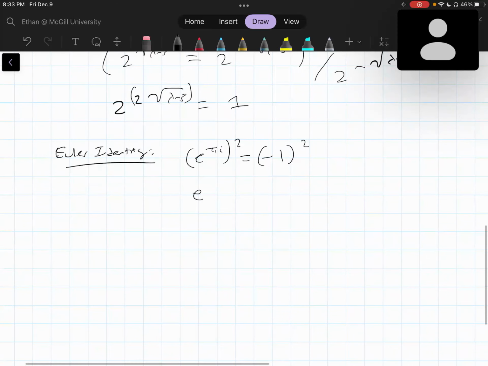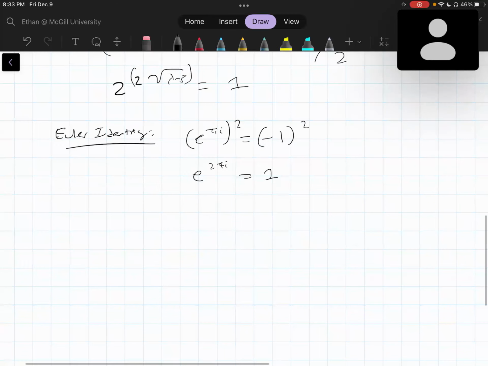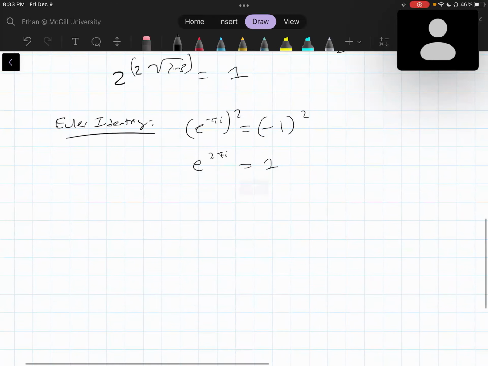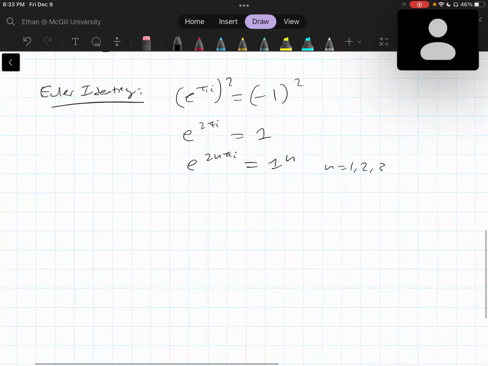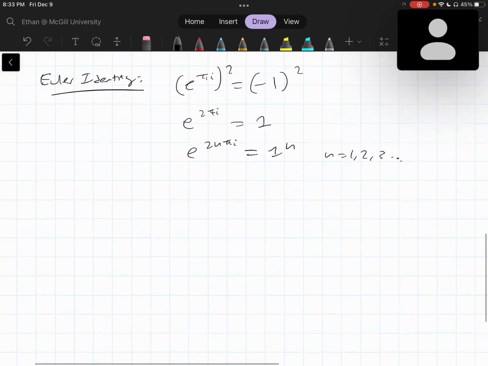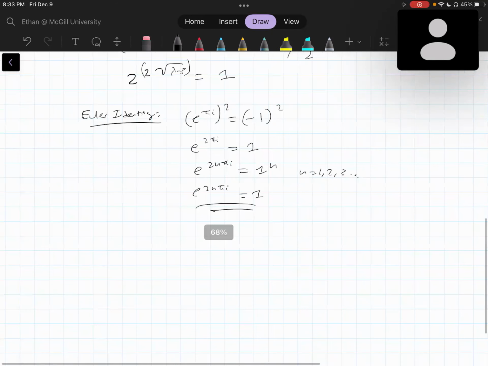We're also going to square by n as well, or not square, but just multiply by the exponent n. So we're going to get e to the n pi i is equal to 1 to the power n, and that's for n equal to 1, 2, 3, etc. For any n, obviously, 1 to the power n is just 1. So what we're going to have is e to the 2n pi i is equal to 1. That's the identity we want to use to simplify our problem.